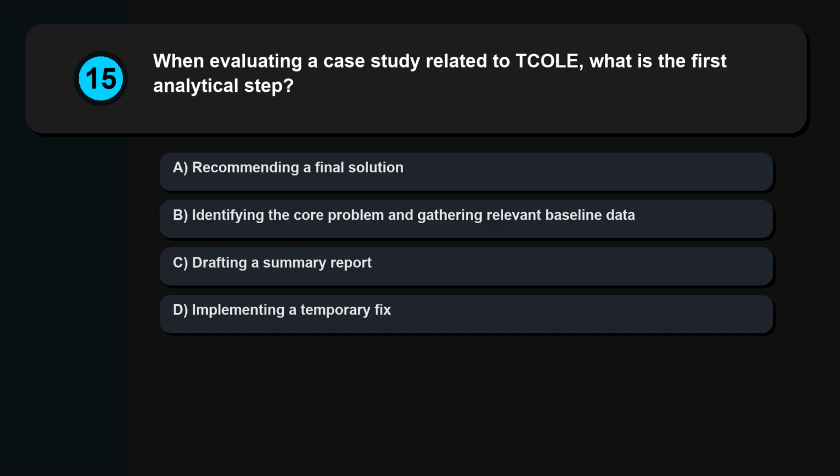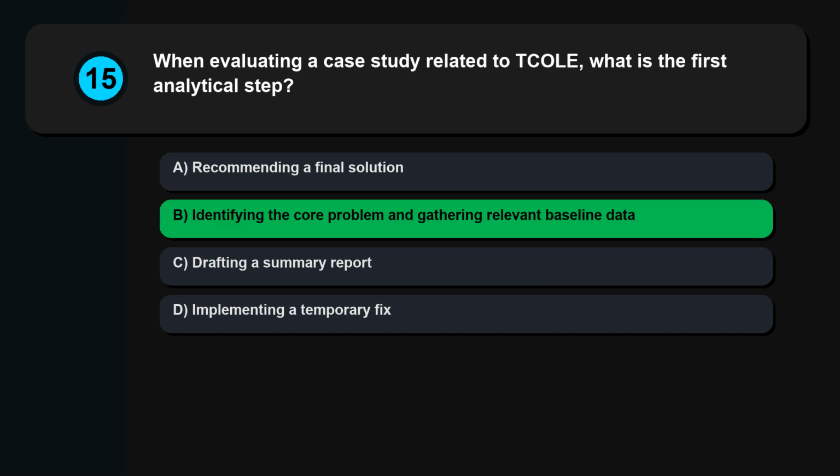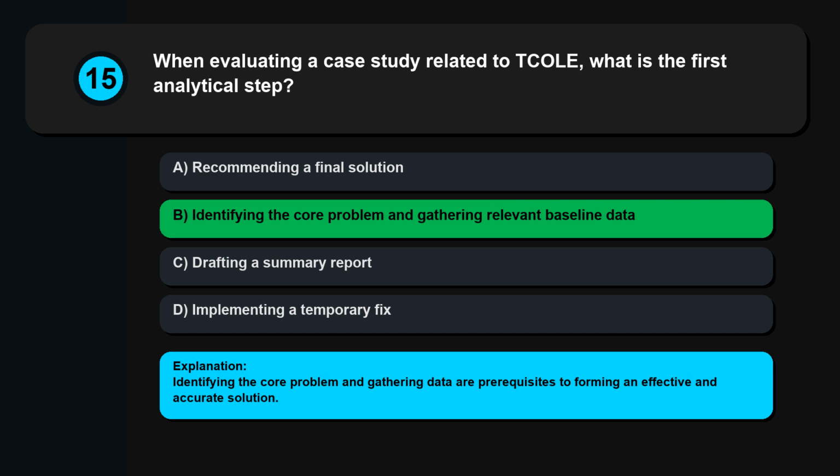Question 15. When evaluating a case study related to TCOLE, what is the first analytical step? Recommending a final solution, identifying the core problem and gathering relevant baseline data, drafting a summary report, implementing a temporary fix. Identifying the core problem and gathering data are prerequisites to forming an effective and accurate solution.